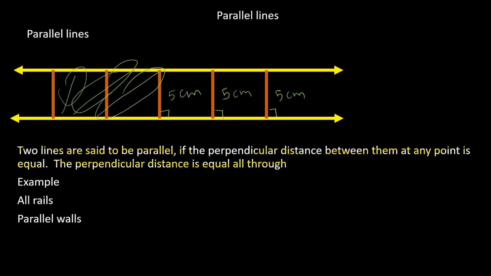You can take an example as rails, and the walls opposite to each other. That is, in a room, the opposite walls are parallel, and like that, the opposite frames of a window are parallel, right? And shall we go to the next one?